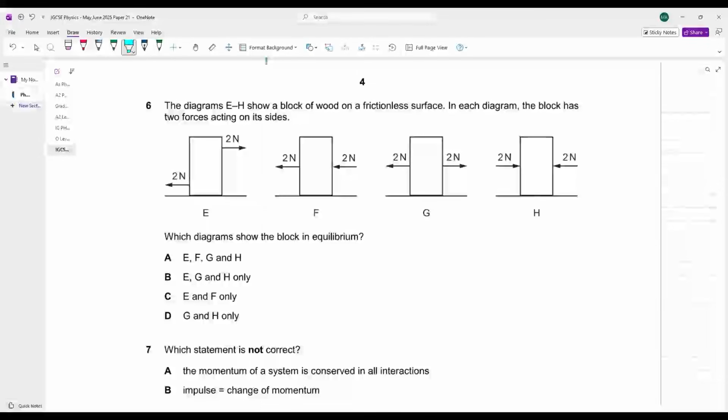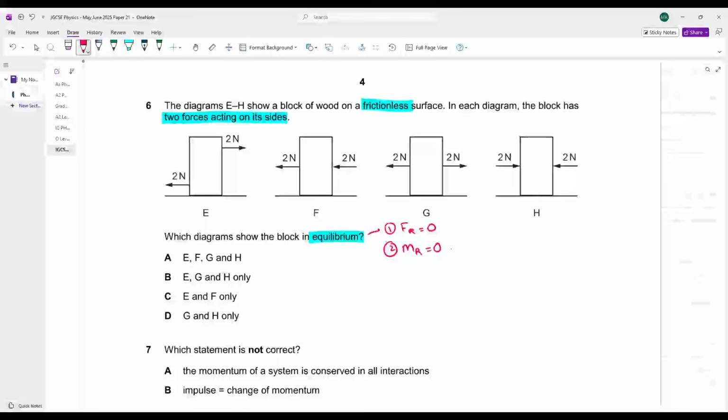The diagram E till H show a block of wood on a frictionless surface. Perfect. In each diagram, the block has two forces acting on its sides. Which diagram shows the block in equilibrium? अच्छा जी, कौन सी डायग्राम शो कर रही है the block in equilibrium? बेटा इक्विलिब्रियम के लिए दो कंडीशंस होती हैं. Resultant force should be equal to zero and resultant moment should be equal to 0.